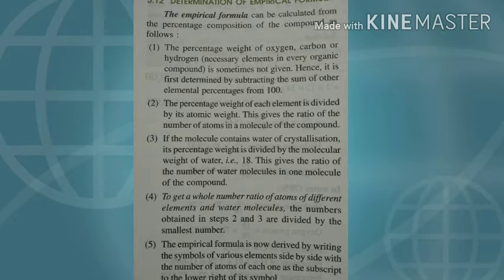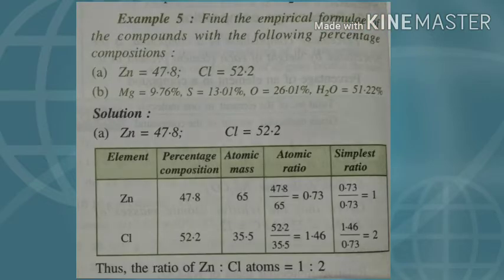The empirical formula is now derived by writing the symbols of various elements side by side with the number of atoms of each one as the subscript to the lower right of its symbol, which will be more clear from an example. Let us do one example. You can see here we have to find out the empirical formula of the compounds with the following percentage compositions. Zinc equal to 47.8, Cl equal to 52.2.